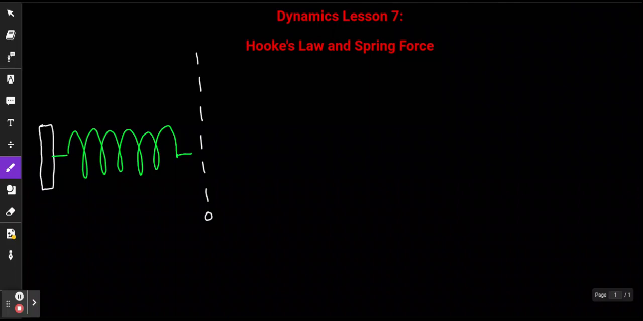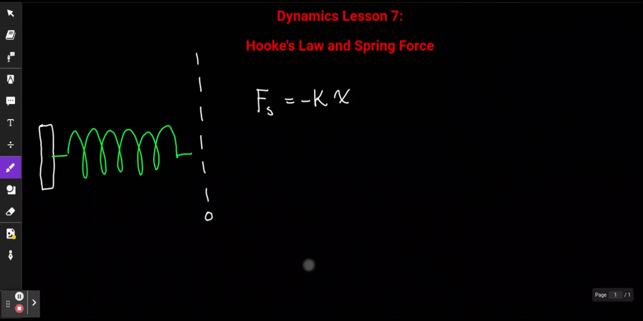In AP Physics 1, we use the idea of an ideal spring which obeys Hooke's law. Hooke's law states that the force a spring exerts is proportional to the displacement from its equilibrium or 0 position.